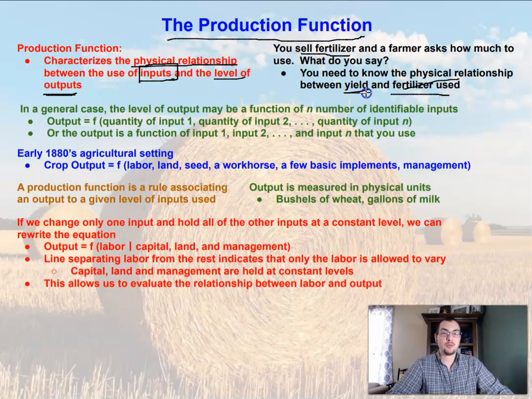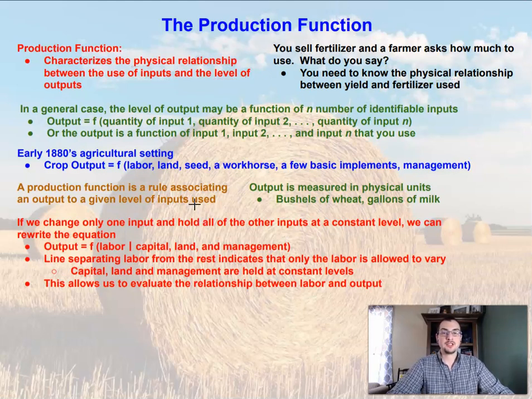So you're going to need to know that physical relationship between yield and the amount of fertilizer used, between the input and output relationship. So in a general case, the level of output may be a function of n number of identifiable inputs. For example, output may be a function of the quantity of input 1, quantity of input 2, all the way to quantity of input n. So what does that mean?